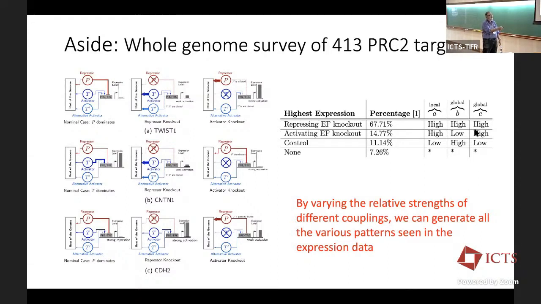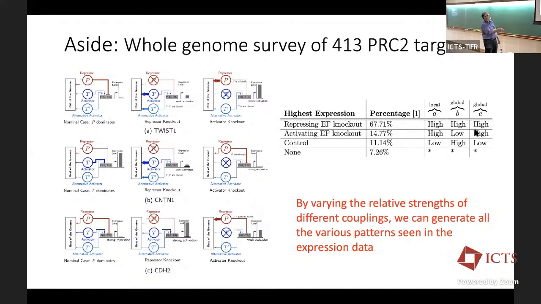If you knock out the repressor, in this case, you don't have a strong attraction to the mean field here, so you still stay repressed. If you knock out the repressor, then this one goes up a little bit, and here this one goes up by a lot, and this one goes up the maximum if you knock out the activator. So this is not the case of ZEB.